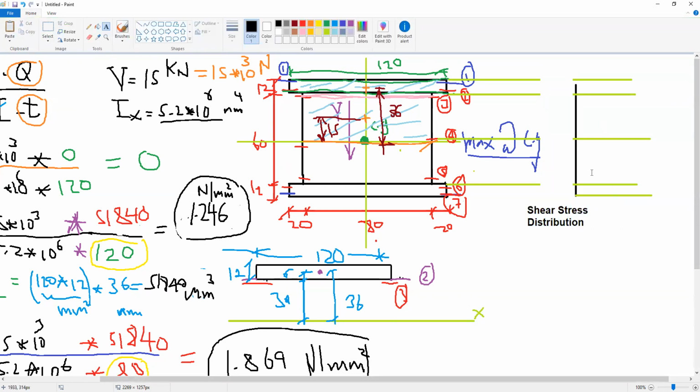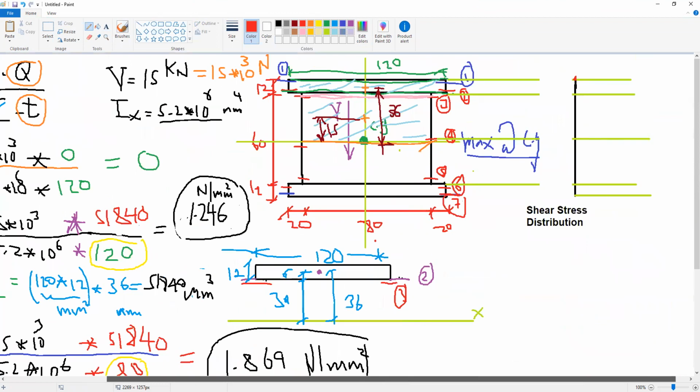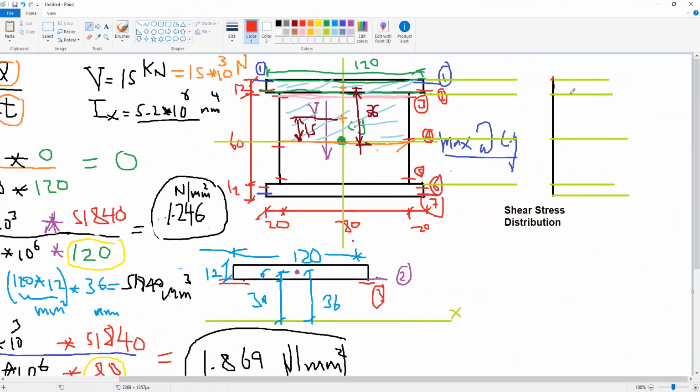Okay, so this is our shear stress distribution, and we need to plot the values we got. We got a value at section 1 equal to 0. So at section 1 here, the value is 0. The value at section 2 is, as you see here, 1.246. So I will put the value of section 2 here.